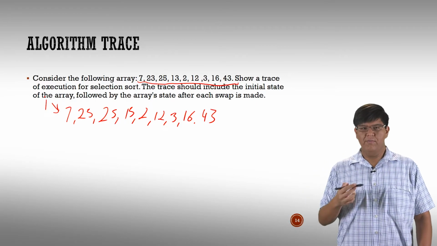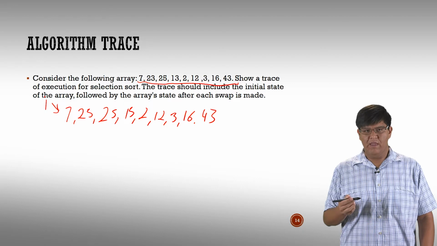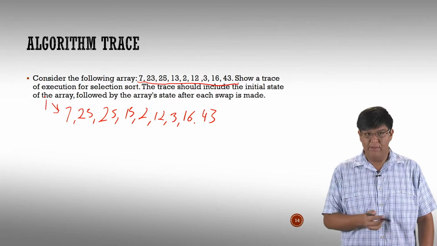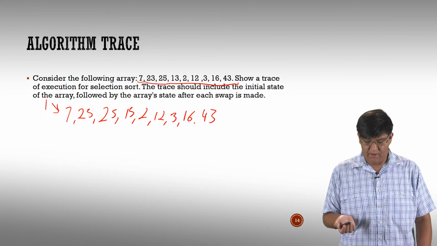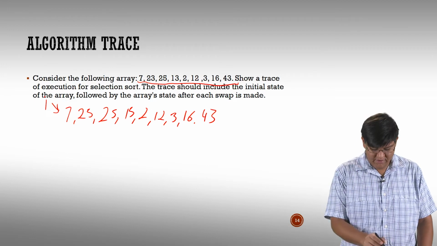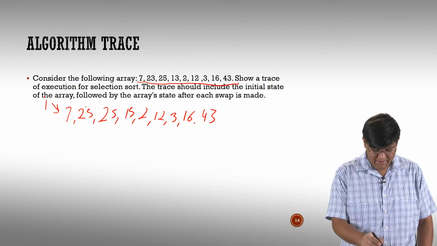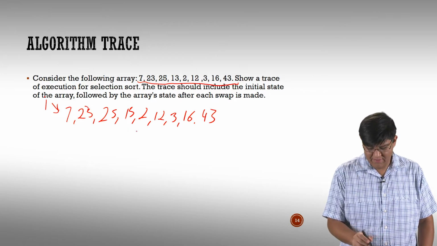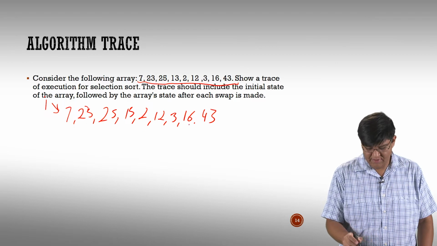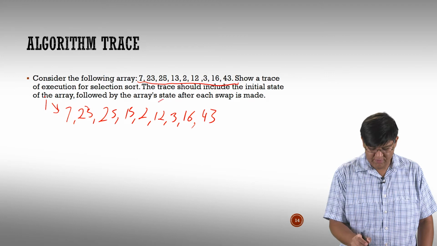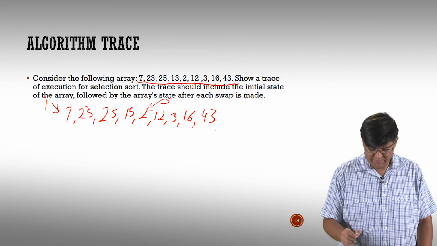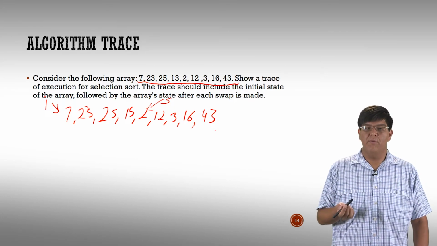What our algorithm wants to do is basically find what is the element that goes there. So in this case, I'm going to look through the list and try to find the smallest thing: 7, 23, 25, 13, 2, 12, 3, 16. I would find that my 2 is the smallest one. So this is the smallest, and that's what I end up wanting to swap forward.